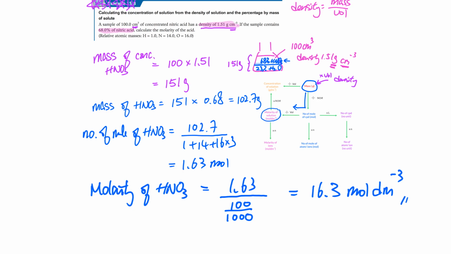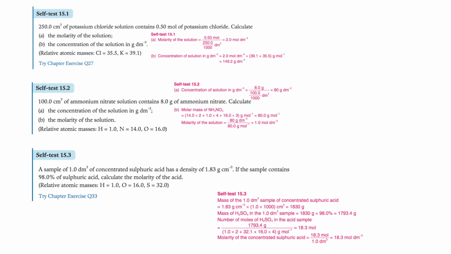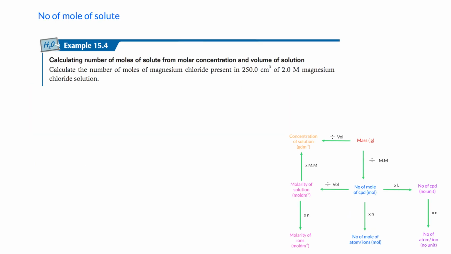So this is a very important example, because you have integrated the concept of density and also the percentage by mass right here. So do remember, if it's acid or other kinds of solutions, part of that will be due to the chemical, part of that will be due to the water. Next, self-test, you have 15.1 to 15.3. So you pause the video and go through it on your own.